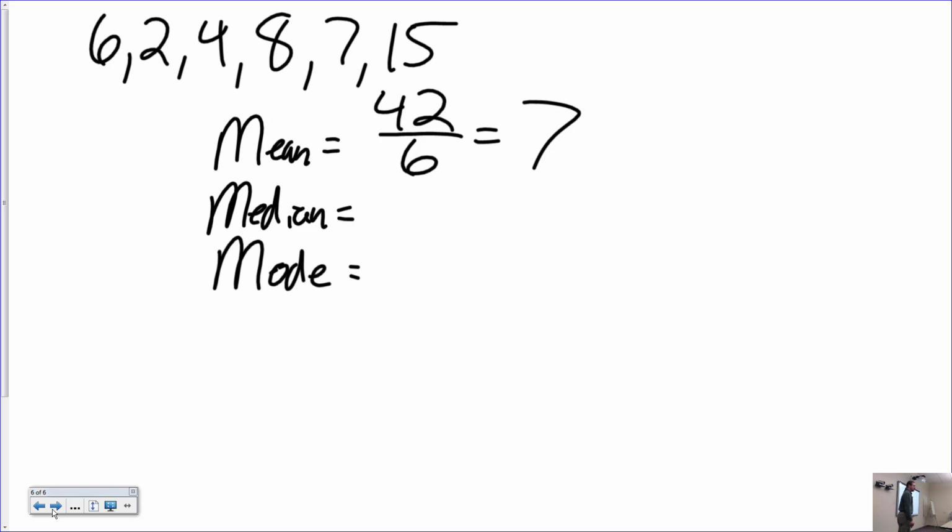6.5. Why 6.5? Because you have to put them in order and then put them together. Oh, don't forget to put them in order. 2, 4, 6, 7, 8, 15.